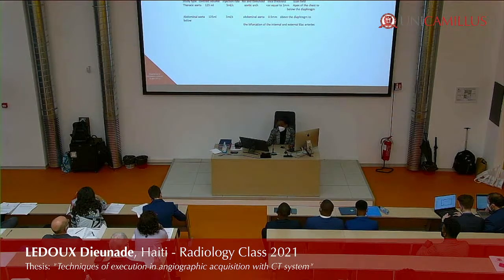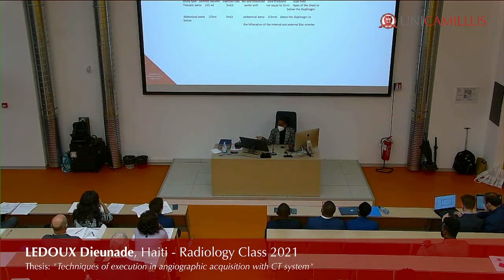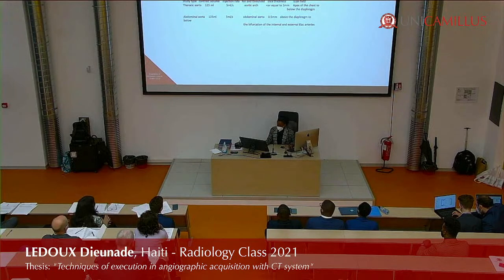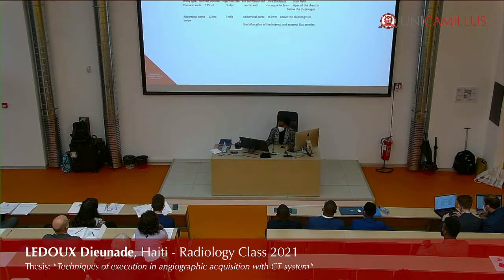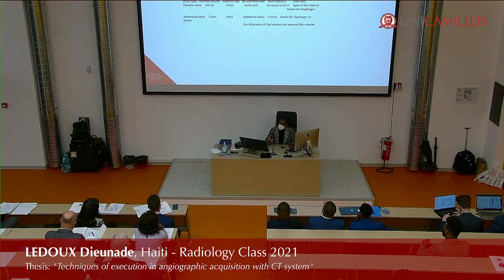If we are studying the abdominal aorta, the amount of contrast media will be 125 milliliters, and the injection rate will be 3 milliliters per second. The region of interest will be placed on the abdominal aorta, and the slice thickness will be 0.5 millimeter. The scan field will be above the diaphragm to the bifurcation of the internal and external iliac arteries. For the contrast media, the amount depends on the concentration of the contrast and also on the weight of the patient.